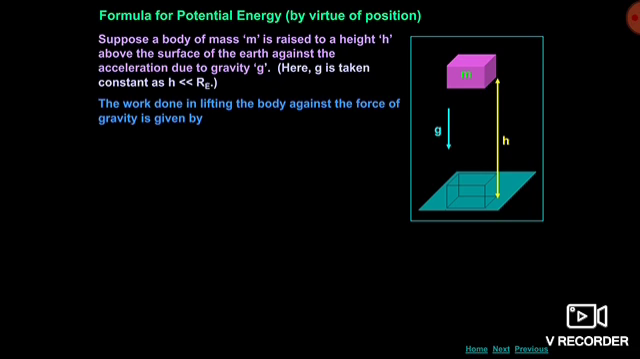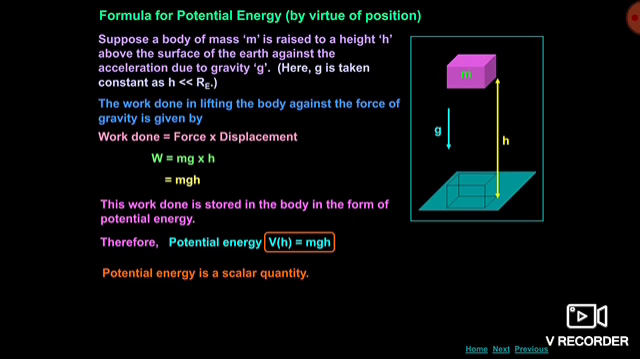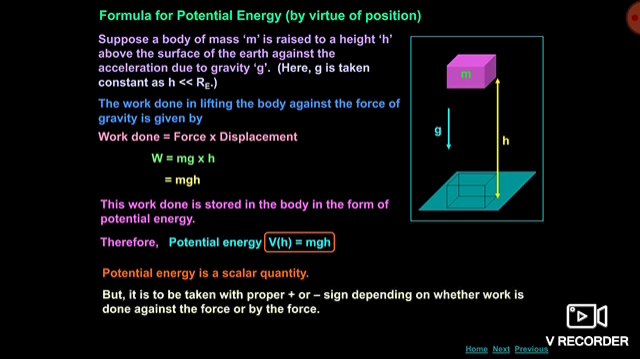The work done in lifting the body against the force of gravity is given by work done is equal to force into displacement. Now force is in the form of weight, so it will be mg into h. The potential energy has the formula mgh because the work done is stored in the form of potential energy in this situation. Potential energy is a scalar quantity, but it is to be taken with proper positive or negative sign depending on whether work is done against the force or by the force.